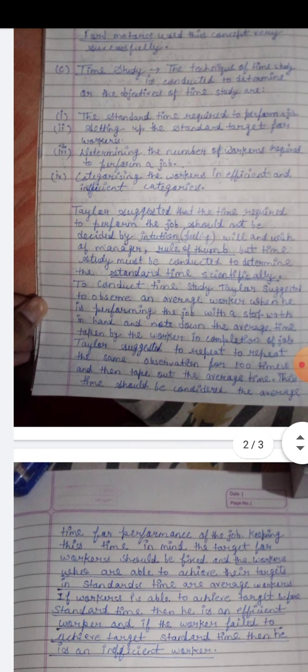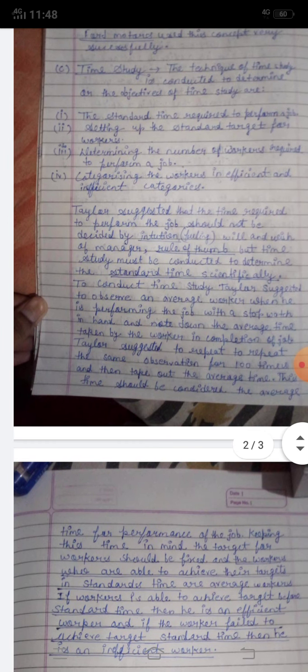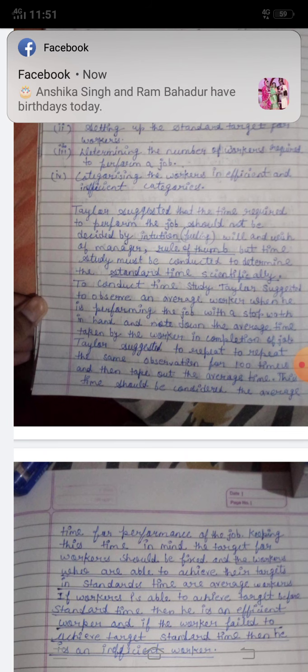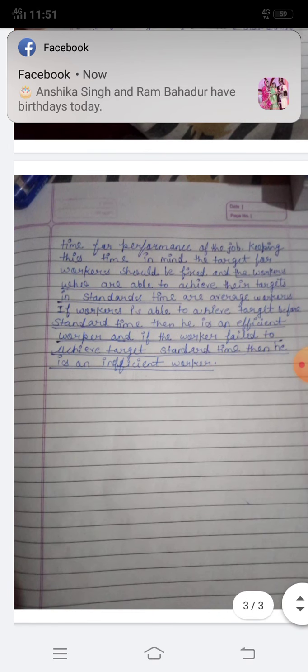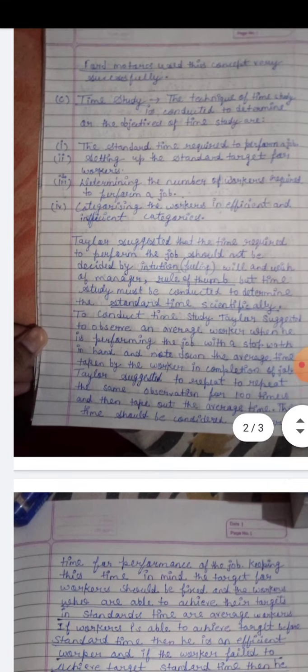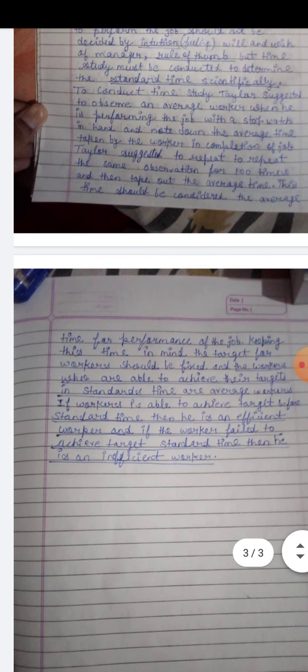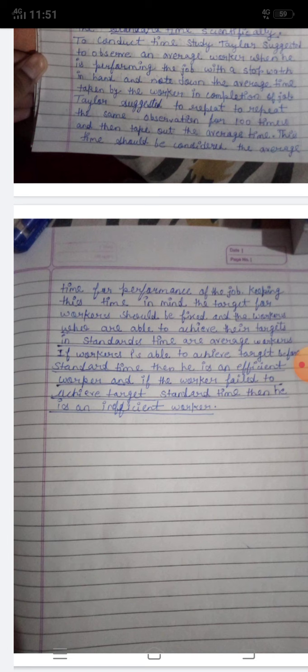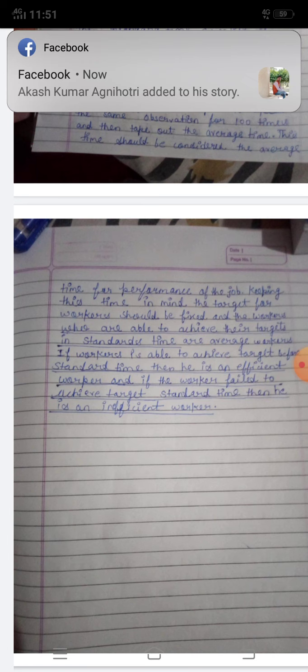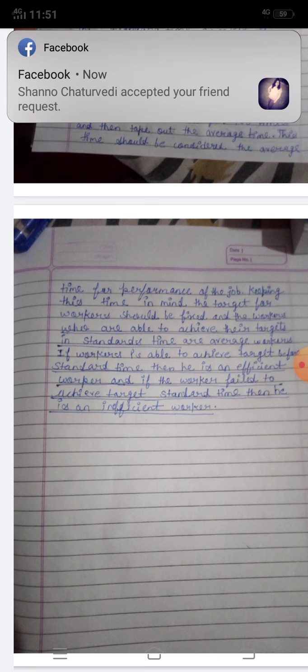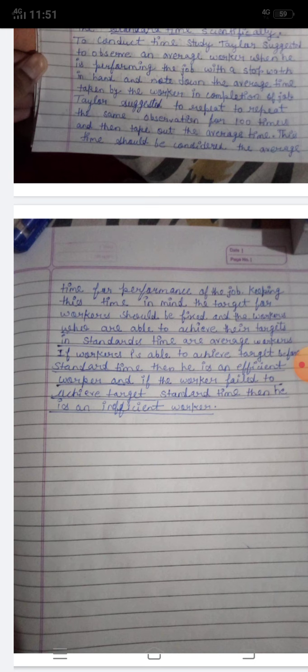So we can easily categorize the workers. So this study tells us how to fix standard time, set standard target, fix number of workers, and also categorize them into efficient and inefficient workers. The workers who are able to do the work in standard time are called average workers, and the workers who are able to complete before standard time are efficient workers. Similarly, the workers who are not able to work in standard time, means they are taking more than standard time, are called inefficient workers.